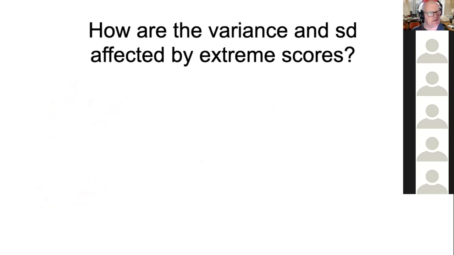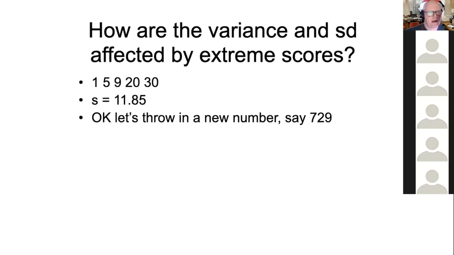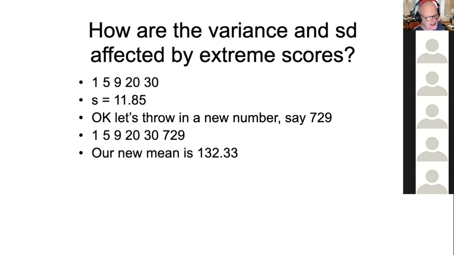How are the variance and standard deviation affected by extreme scores? So 1, 5, 9, 20, 30, this is our running example here. And the standard deviation there was 11.85. So let's throw in a new number. And I just picked this out of nowhere, and it's 729. Great. So now our new set of numbers is 1, 5, 9, 20, 30, 729. Our new mean is 132.3. Went up, eh? Before it was 13.